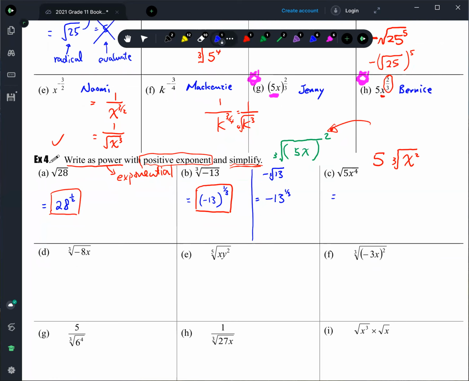Okay, Aaron, did you try anything? Yeah, I'm just still wondering if it's either you put a bracket or you don't. Okay, if you have more than one thing under the square root, then you need a bracket.